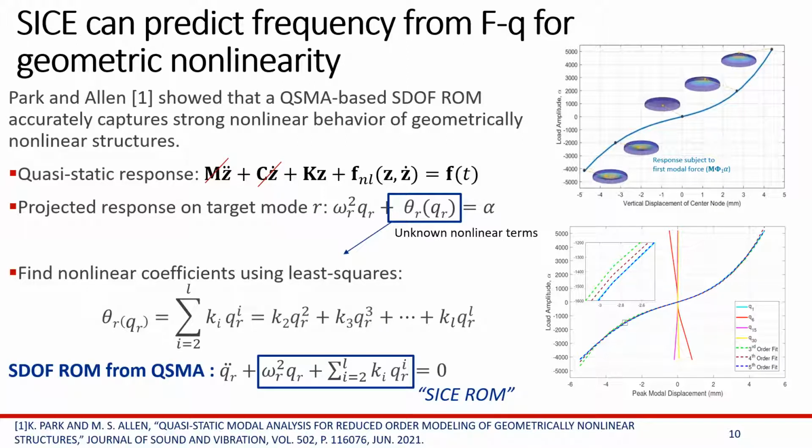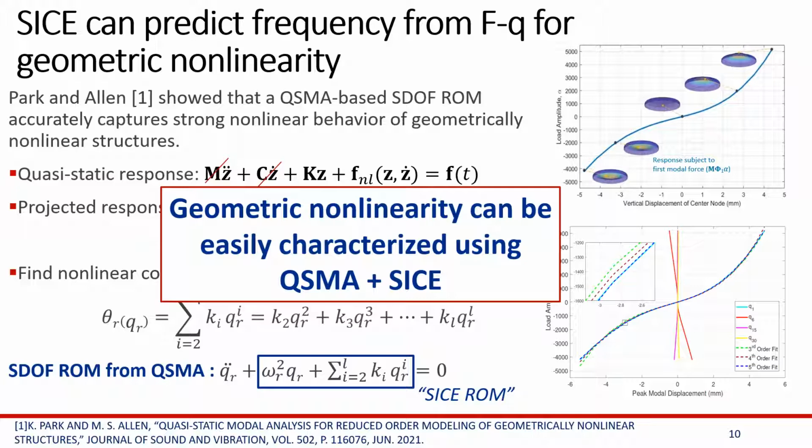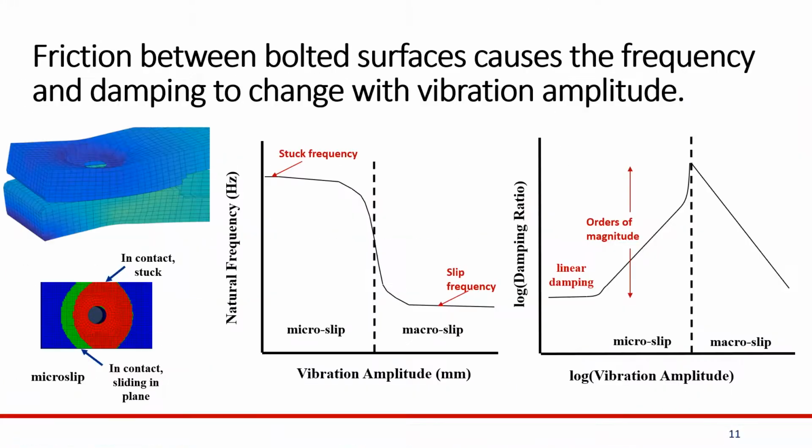And now any NNM computation technique like the pseudo arc length continuation method can then be used to estimate the frequency behavior due to this SICE ROM. So geometric nonlinearity can be easily characterized using QSMA and SICE.